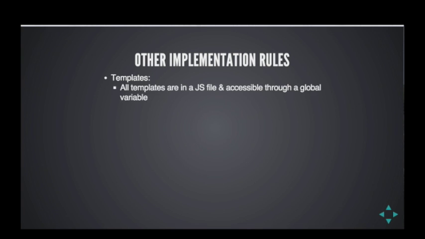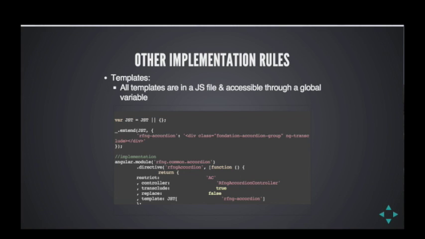All of our templates are in a JS file and accessible to a global variable. Now, this is something that I brought over from Backbone when I did the Backbone implementation. The reason I did this was because, like I said, we want to be able to not only have self-containing widgets, but also concatenate them, minify them, put them together, and people should be able to use them. With an HTML template, I wasn't able to do that, or I couldn't figure out how.